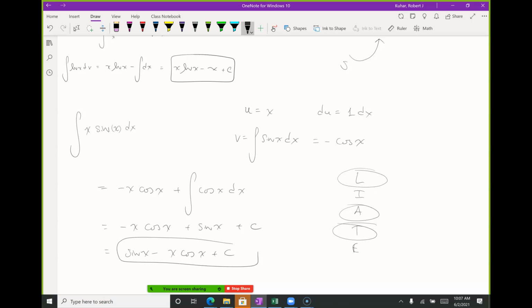I know it's strange. You haven't seen it before. It's difficult to trust. I'm going to prove the theorem, but where does this LIATE list come from? It's just hundreds of years of people doing integrals and realizing that if I have a log function and I take a derivative, that's easy. But if I have a log and I have to take an antiderivative of it, it's not easy. So that's why we're putting these things in this order, just from trial and error.